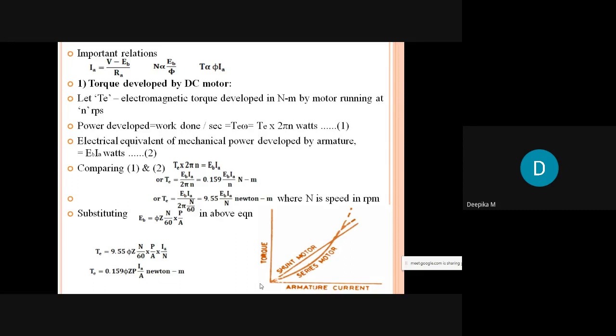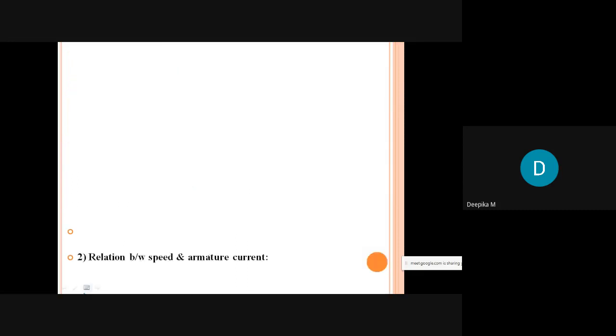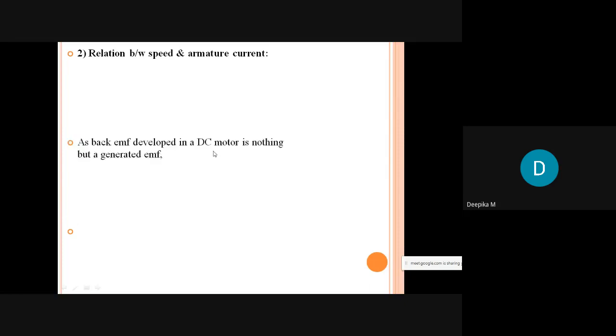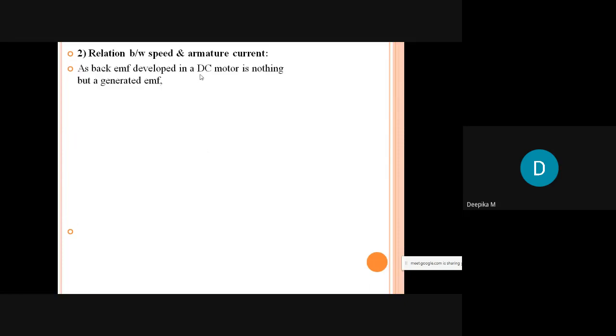So please remember that the torque and armature current are directly proportional. So this is nothing but the torque and the armature current characteristics. So next we will talk about the relationship between speed and armature current. For this, we know that the back EMF developed in a DC motor is nothing but the generated EMF, correct?